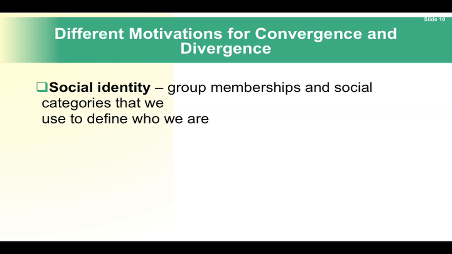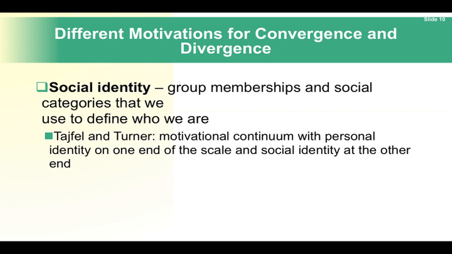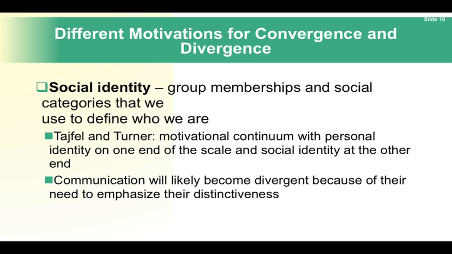Social identity is group memberships and social categories that we use to define who we are. Tajfel and Turner argue for a motivational continuum, with personal identity on one end of the scale and social identity at the other end. They argue that communication will likely become divergent because of the need to emphasize their distinctiveness.